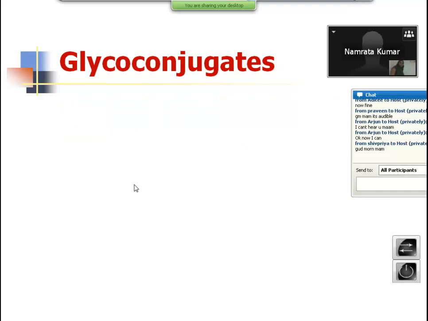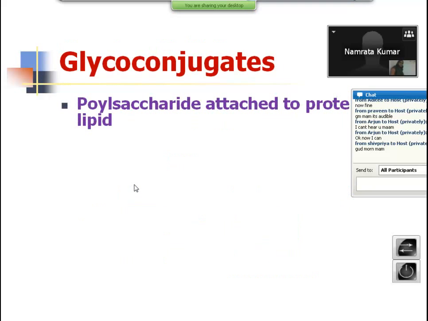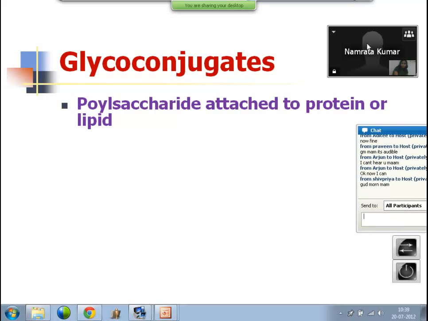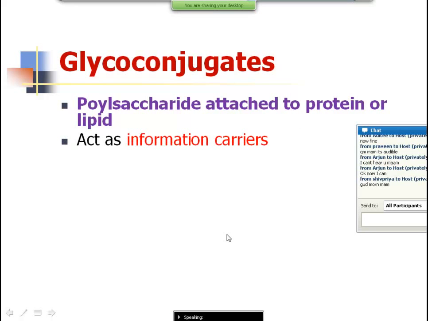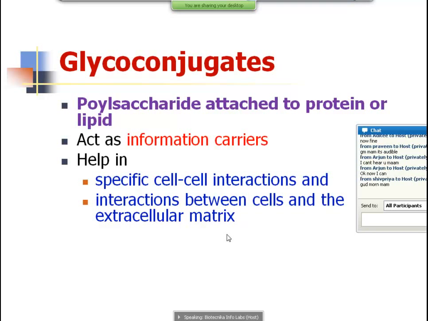So we just started with glycoconjugates, right? So what are glycoconjugates? They are those polysaccharides which are either attached to proteins or lipids, alright, and they have several properties. Particularly, they are present on the cell membrane. They are integrated in the cell membrane. So if you have studied the fluid mosaic model, you might have studied that along with the lipid bilayer, there is the presence of glycoproteins and glycolipids. So that is how they are having a role there.